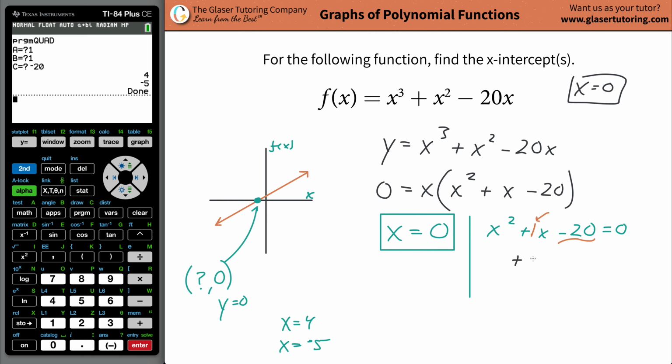Oh, I got it. What about a positive 5 and a negative 4? These would multiply to negative 20, but yet add up to a positive 1. And I say to you, yes, you got them. Now, ready? What we do now is we do this.